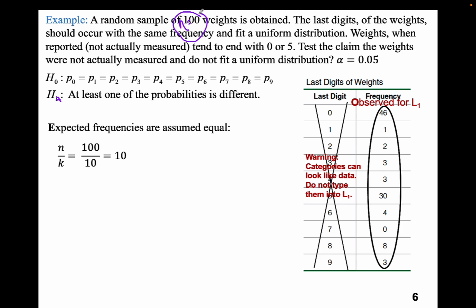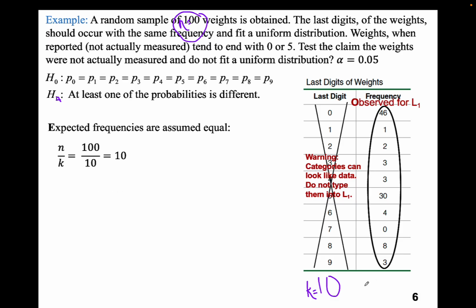That's N. Number of categories, that's these. 1, 2, 3, 4, 5, 6, 7, 8, 9, 10. There are 10 categories, so K equals 10. So capital E, or what we expected to observe, would have been those 100 weights divided equally into groups of size 10. That would be 10 in each. So we should have got 10, 10, 10, 10, 10, 10, 10, 10 in this column here.